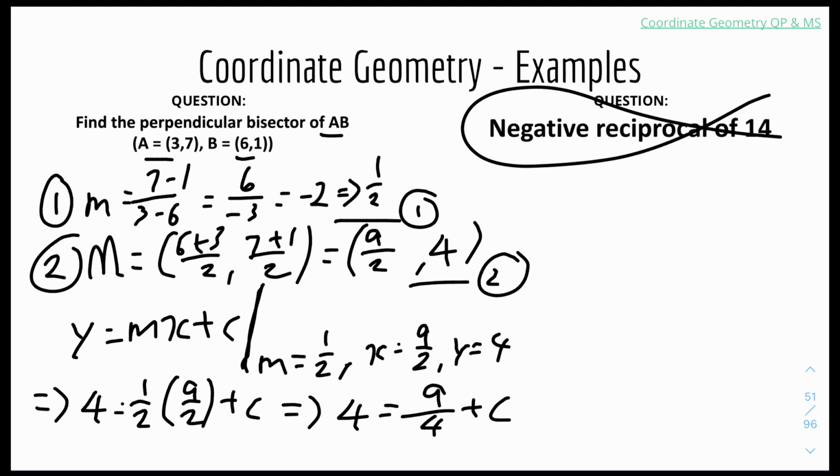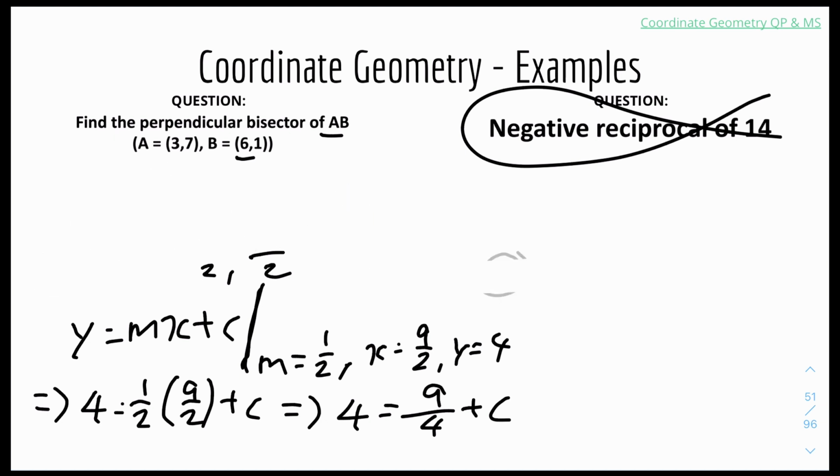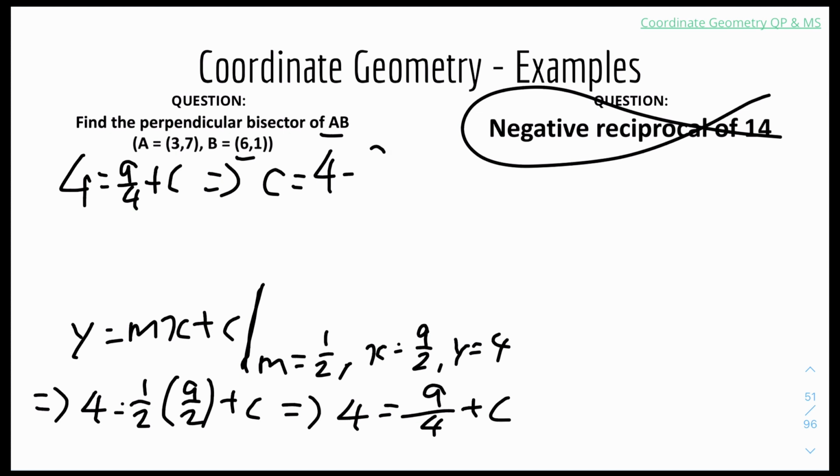Let me rub this out. So 4 equals 9 over 4 plus c. So c is 4 minus 9 over 4. And 4 with a denominator of 4 is 16 over 4. 16 minus 9 is 7, so it will be 7 over 4. So that's the c value, or the y-intercept of the equation.